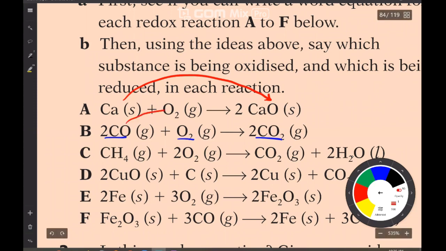What happened to the carbon monoxide here? It gained. No, it had one oxygen. On the other side, it has two oxygen. So this species is oxidized. So obviously the oxygen is reduced. So we identify the species which is oxidized and the species which is reduced. Okay, let's move on to the next one.